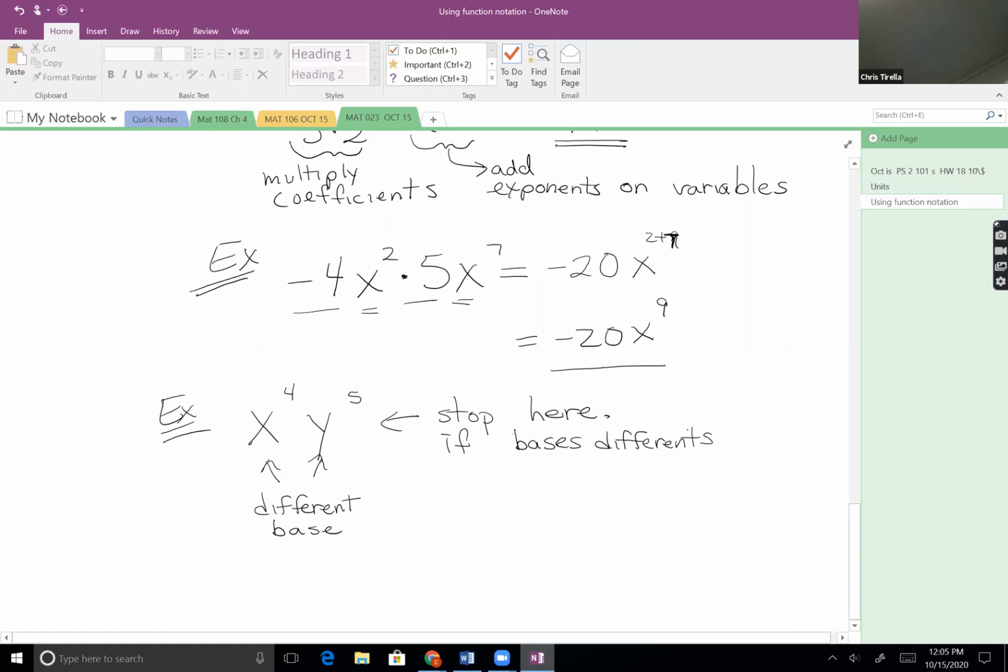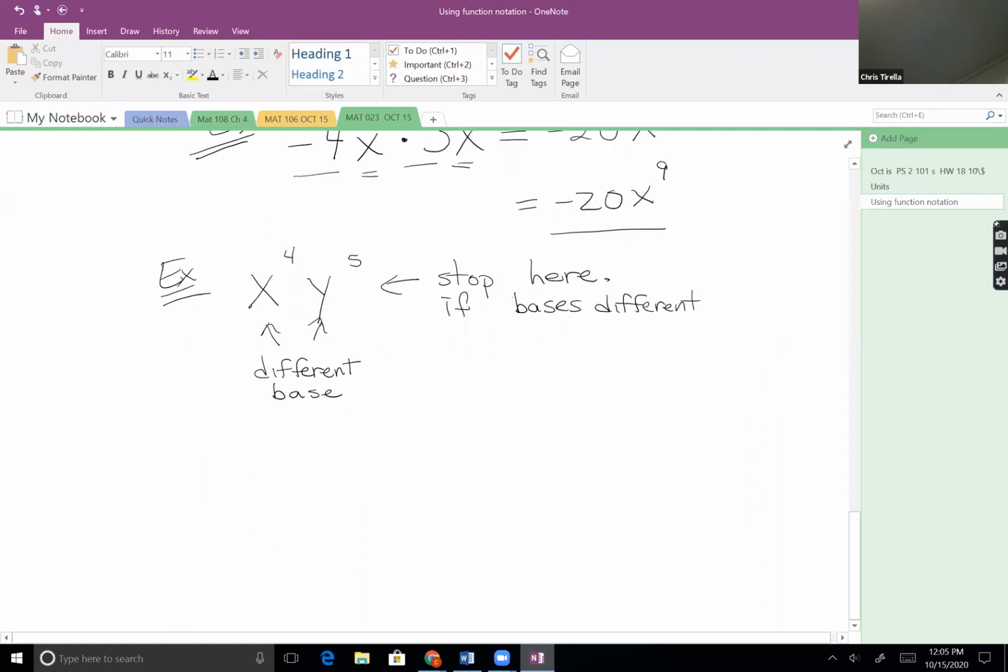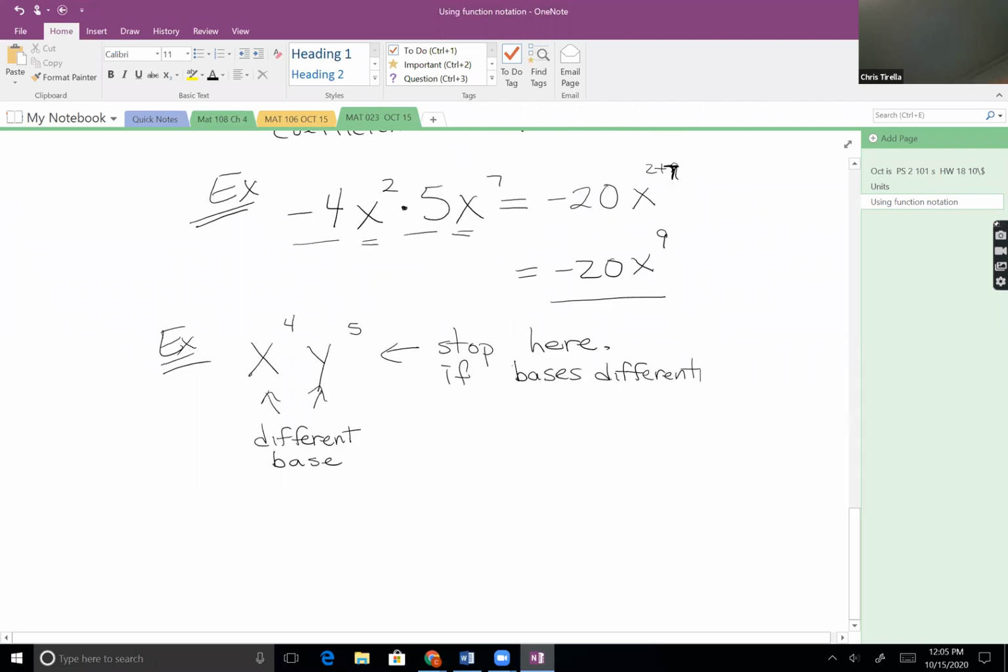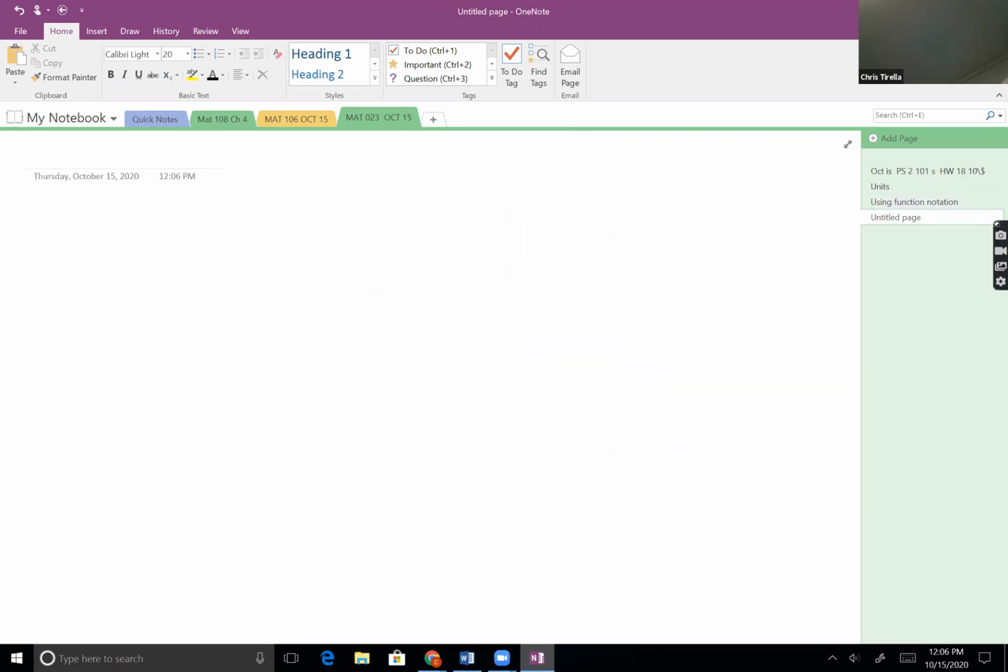I guess the only example otherwise would be if I had different numeric bases. And if I had different numeric bases, I would just go through and simplify. But how's that product rule? If I'm multiplying with the same base, I add the exponents. If the product rule says add the exponents, next place we're going is a quotient rule.